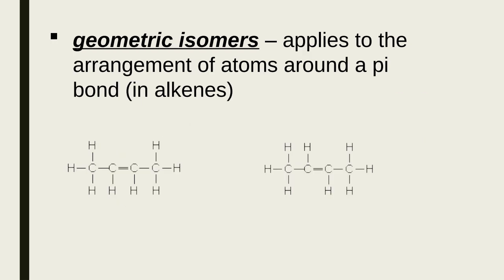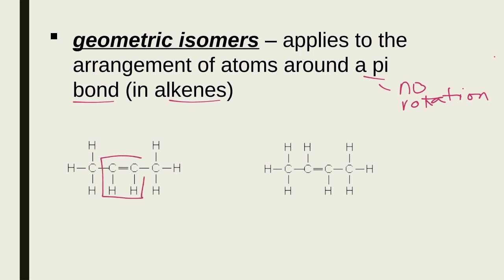You can also have geometric isomers, and these really only apply to alkenes and the pi bonds. What we're referring to here is the different arrangement of atoms around that pi bond. Sigma bonds have lots of flexibility. We mentioned that before, and there's a lot of rotation around the sigma bond. With a pi bond, there is no rotation, and so the atoms that are bonded to a pi bond are locked in place.